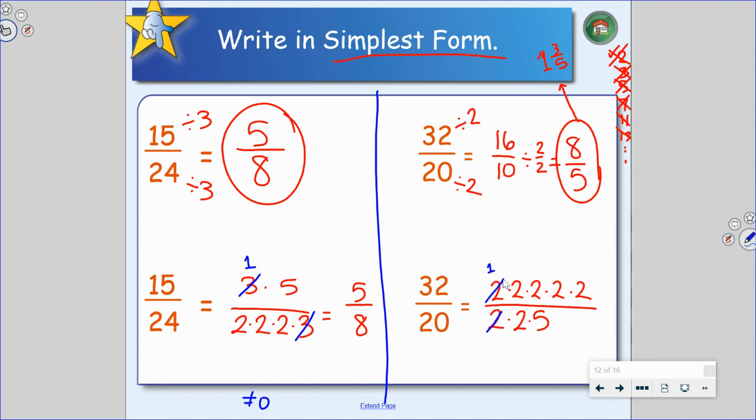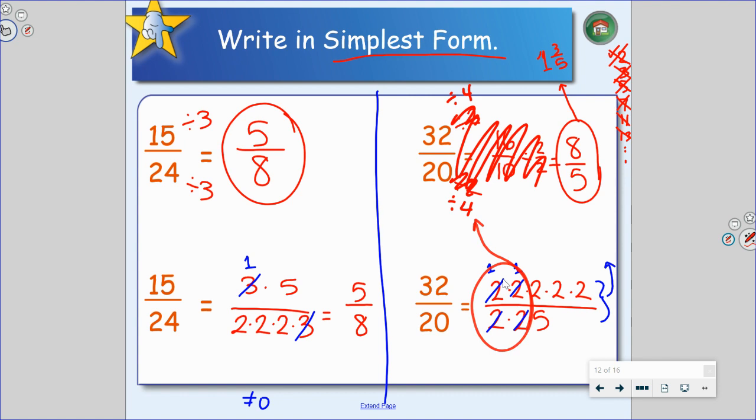2 divided by itself, 2 divided by itself, and look what we end up with. 8 over 5. Just to reemphasize, if you had noticed the greatest common factor was 4, you could have reduced by 4 and saved yourself all the intermediary steps. That is, if you can just eyeball it, if you can spot the greatest common factor.